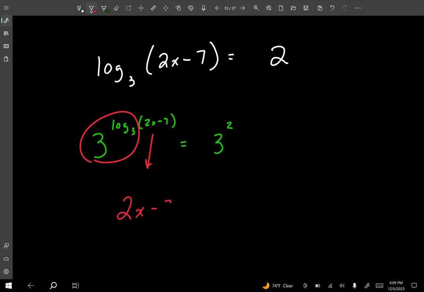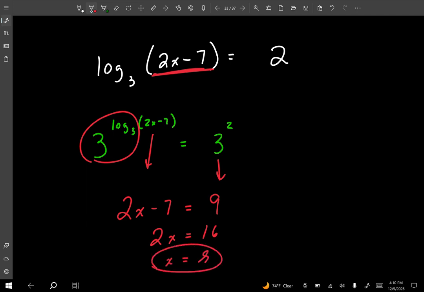It's no longer inside the log. It's no longer an exponent. It's just normal numbers and letters. And now this is going to become a 9. Right? Okay, basic two-step equation. Here we go. Add 7 to both sides. We get 16. Divide both sides by 2. I get 8. Piece of cake.